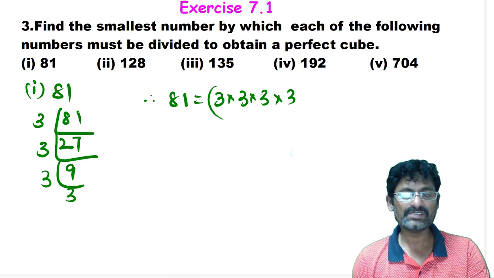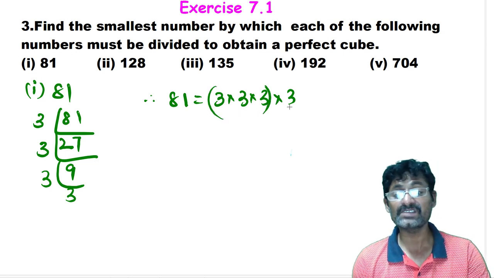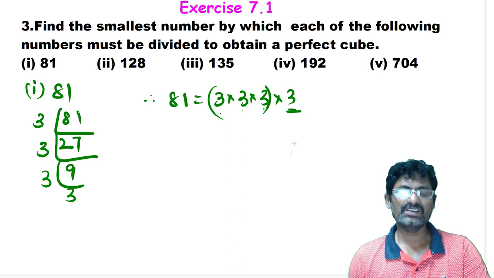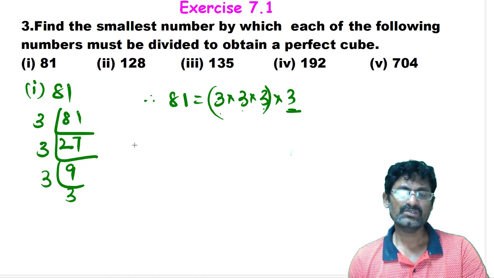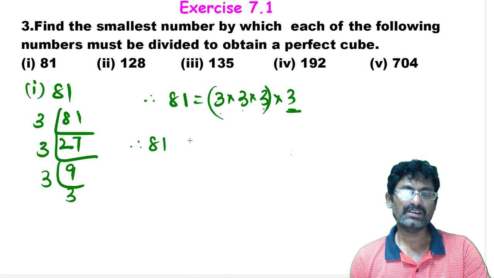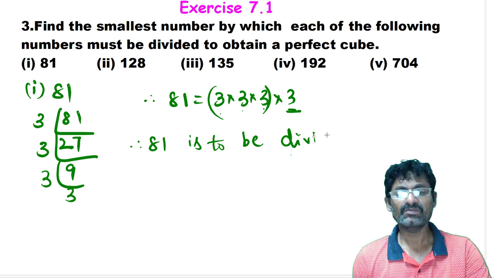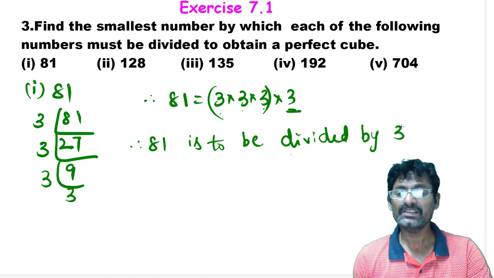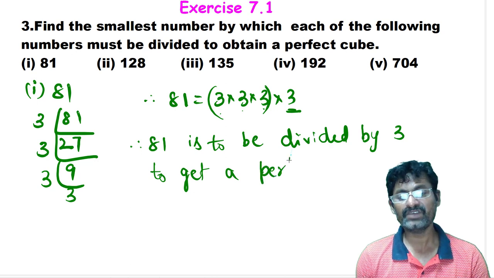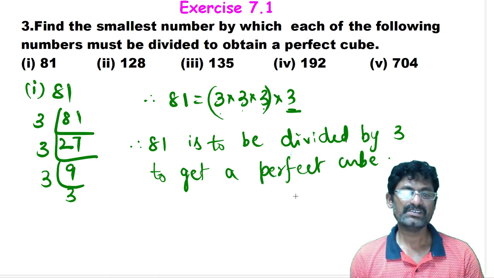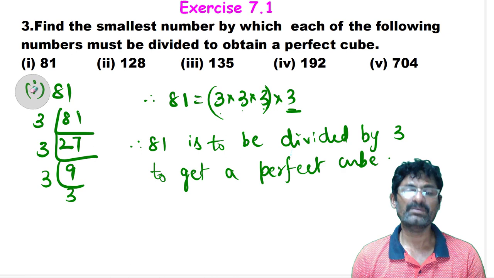So, here 3 times 3 times 3 is a triplet of 3's. Now, here one 3 is extra. If we remove this 3, we can get a perfect cube. So, therefore, 81 is to be divided by 3 to get a perfect cube. That's it. Let us go to the second problem.